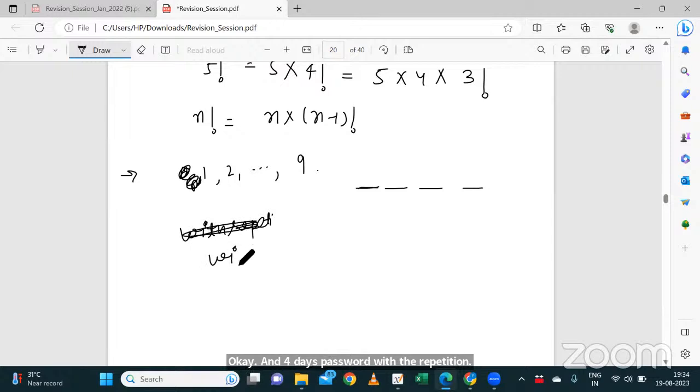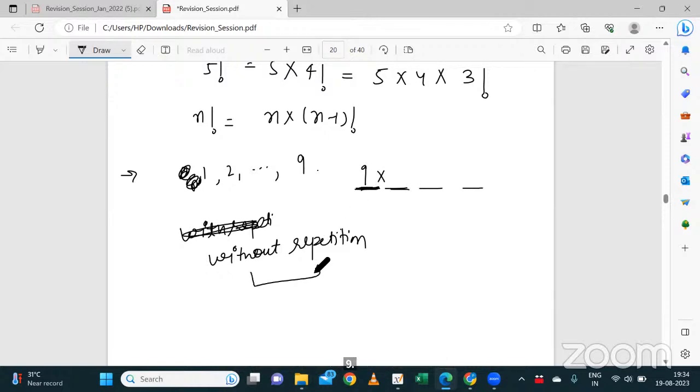Okay, let's say without repetition. What is the meaning of without repetition? I cannot use the digits which I have used already. Suppose to make this 4-digit password, for the first place, in how many ways can you choose? 9. And for the second place, since I have put one condition, you can't use the same digit, so you will have any of the remaining 8 digits, right? Yes, sir. For the third place, any of the 7. For the fourth place, any of the 6.